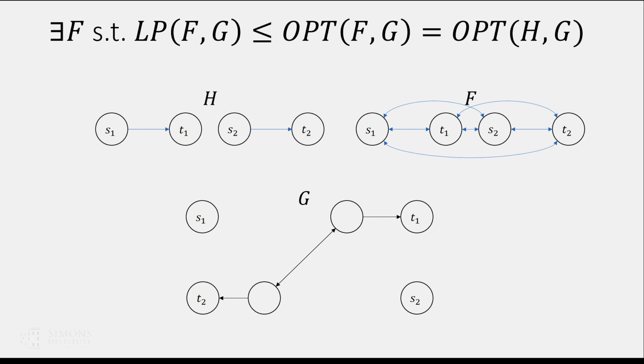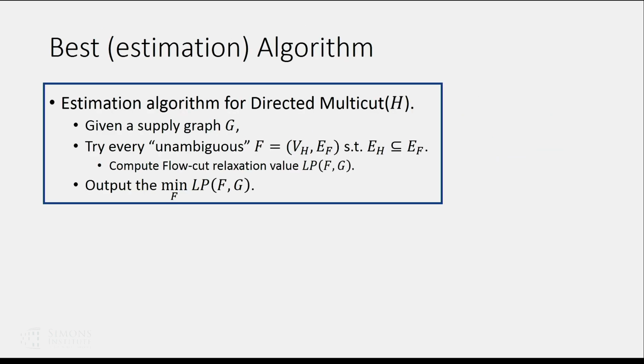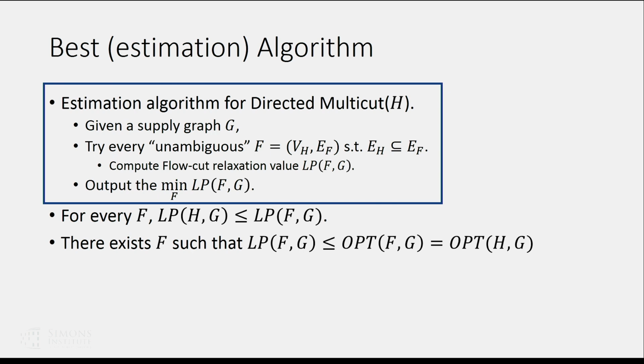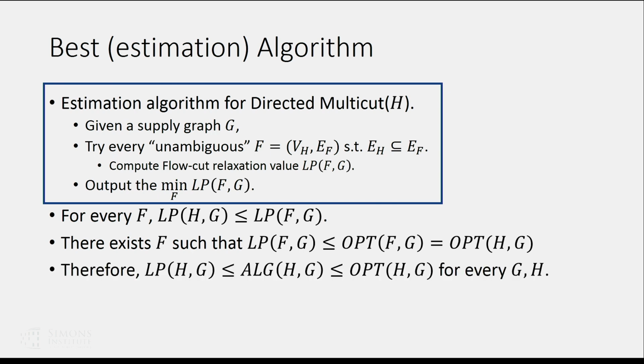And then we just proved that there is an F such that LP FG is at most opt HG. So if we combine these two facts, then we know that the value output by our algorithm, which I'll denote as alg HG, is sandwiched between opt and LP. So it's always going to be a relaxation, and for any instance, it's going to do as well as the LP.